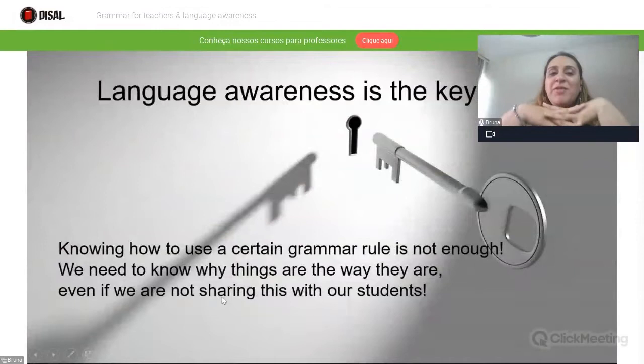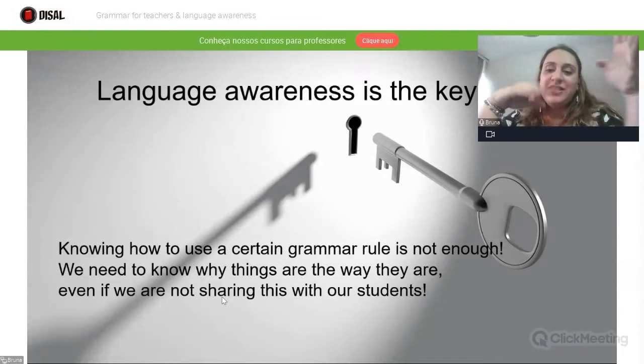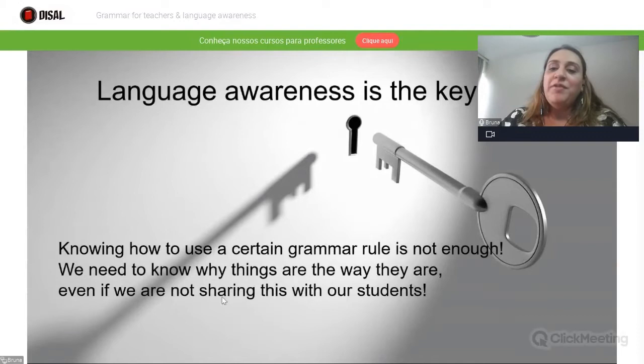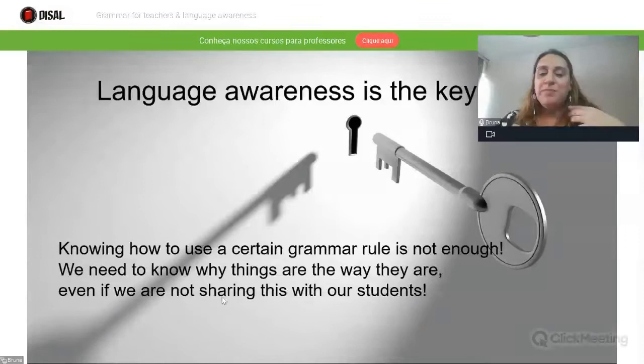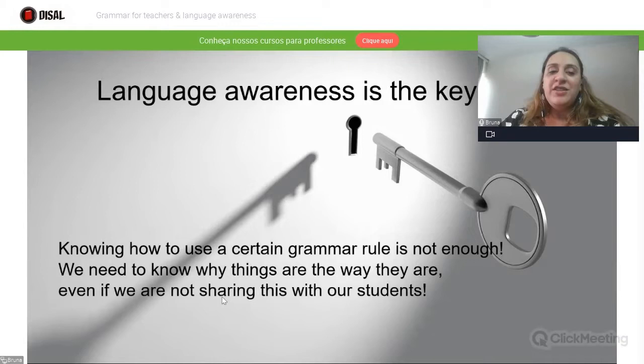So the way you're going to teach students is something. We could show examples first, we should try to be more objective and everything. But in order to do that, we need to know grammar, not just how to use it, because oftentimes we learn how to use grammar, but we need to know more than that. We need to know why things are the way they are, even if we're not sharing this with our students.